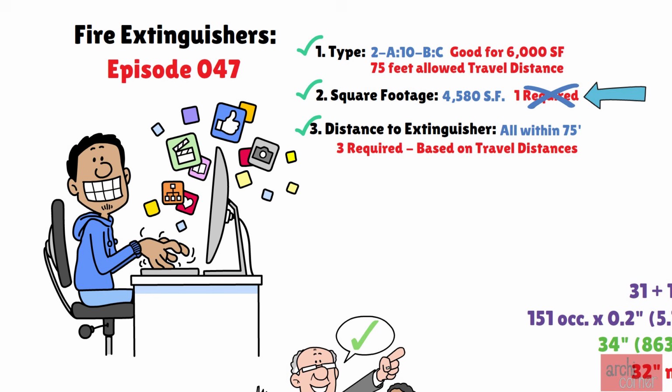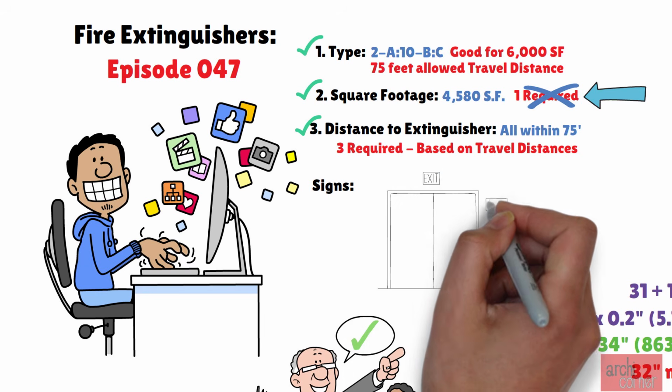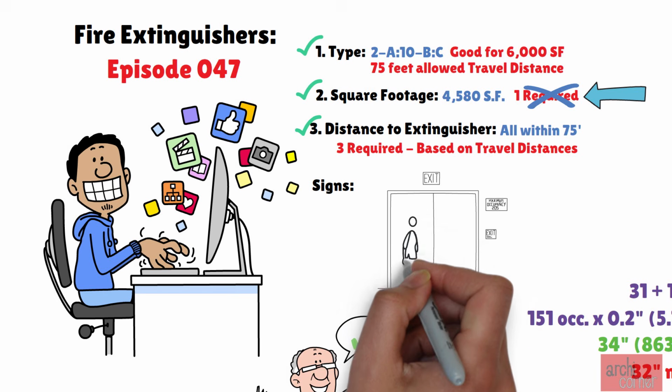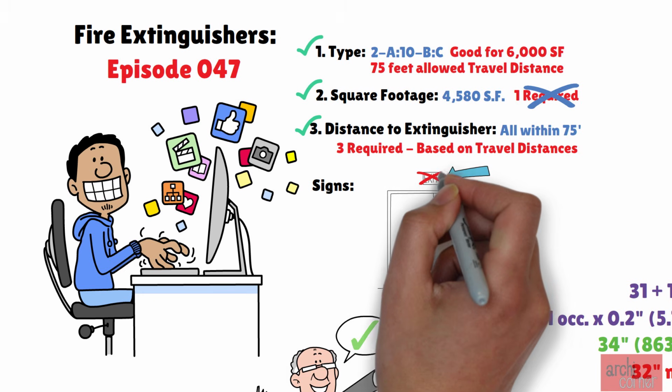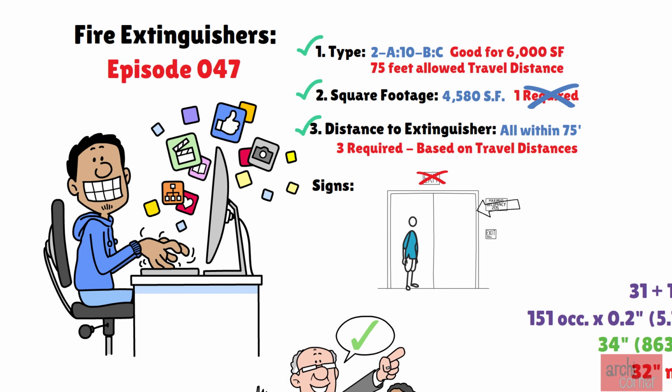The last item on our list pertains to signs. To be specific, this video will not discuss the exit signs provided by lights, such as these. Instead, we are referring to the tactile signs posted adjacent to doors, as well as the maximum occupancy signs.